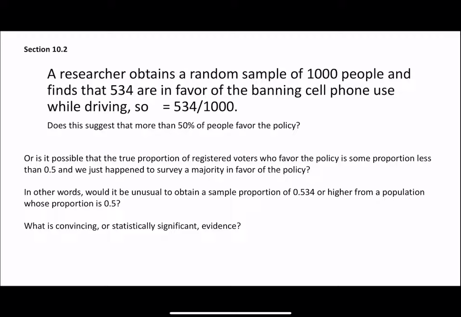What is convincing or statistically significant evidence? We're going to be talking about if we take a sample, is it statistically significant enough that we can reject the null hypothesis? Remember that something that is really unusual would have a probability of less than 5%. So that is going to come into play here. A lot of the stuff that we've already learned is going to come into play here.